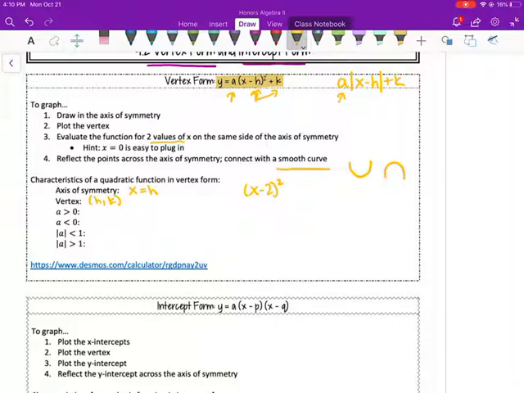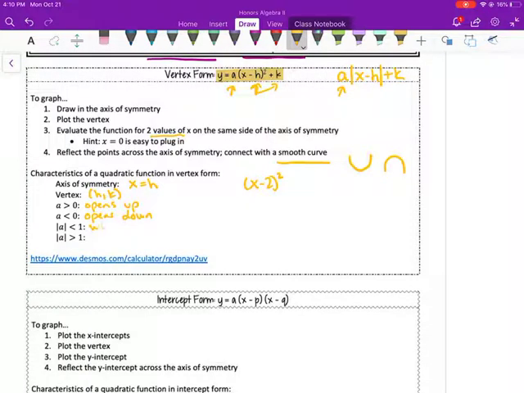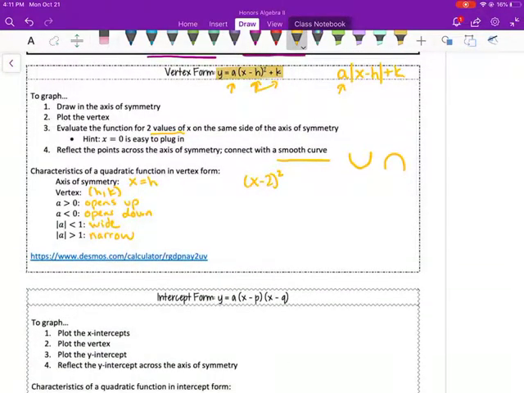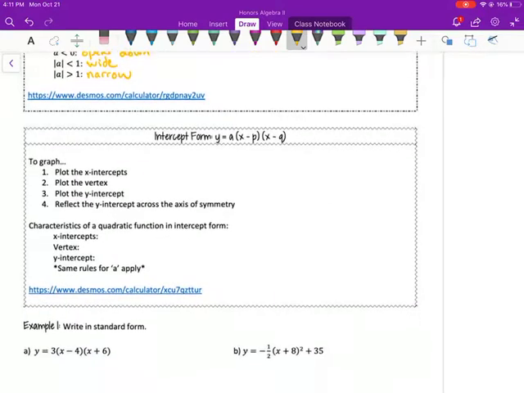Same idea as before: if a is greater than 0, it opens up. If a is less than 0, it opens down. If we have an a value that's less than 1, it is wide. If we have an a value that's bigger than 1, it is narrow. So the closer to 0 you get, the wider it gets, and if it's bigger than 1, like 2 or 3 or 4, it starts getting narrow. It has that steeper slope. The one that's less than 1 has that wider slope that we think of. It's not really technically slope. We'll get to that in a second on how we're going to graph this.